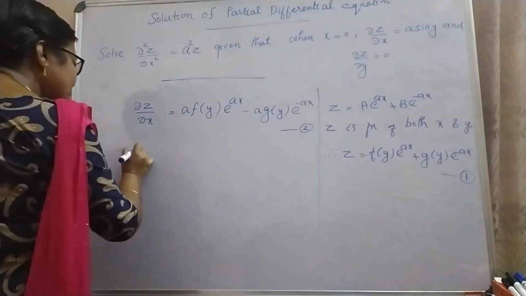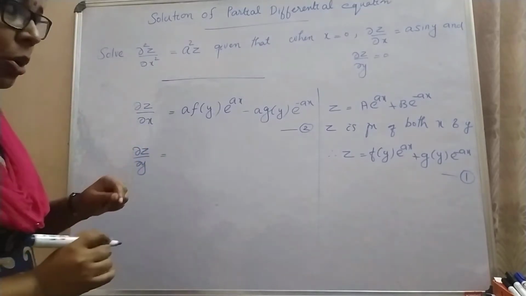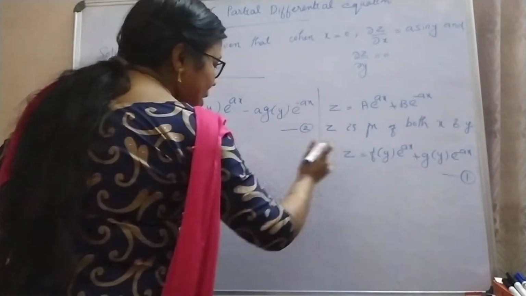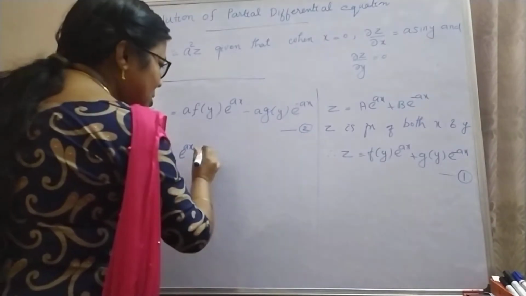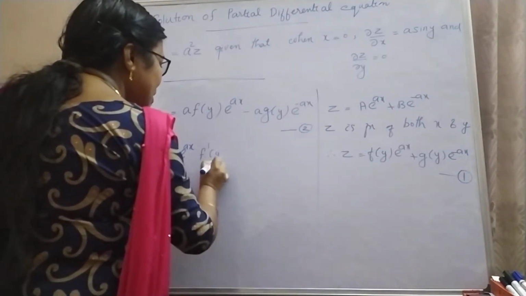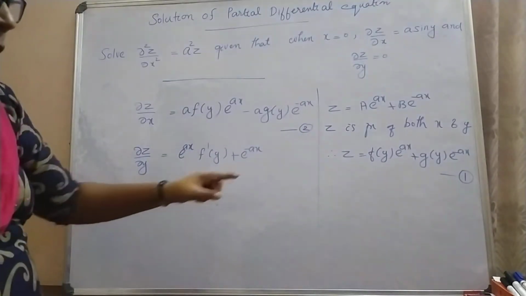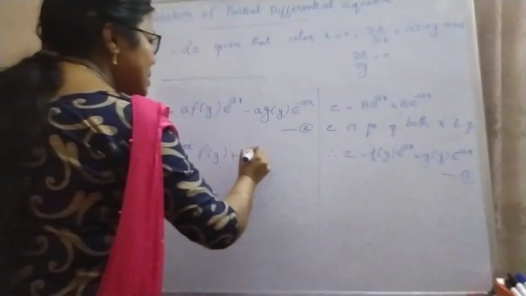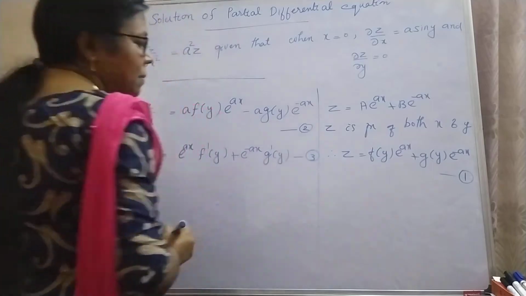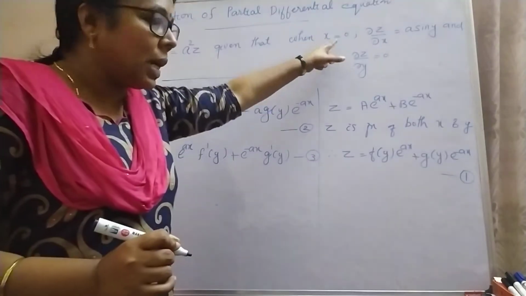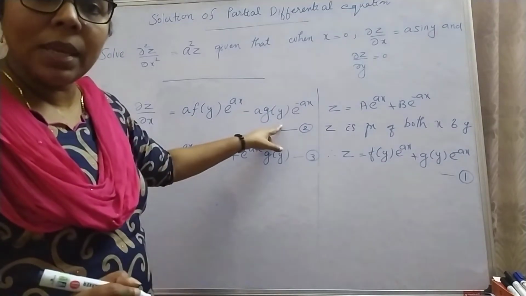Then find the partial derivative of z with respect to y, ∂z/∂y. Here e^(ax) is a constant, and the partial derivative of f(y) with respect to y is f′(y). Plus e^(−ax) is a constant, and the partial derivative of g(y) with respect to y is g′(y). Put it as equation number 3. Then applying these two conditions, we have to find f(y) and g(y).